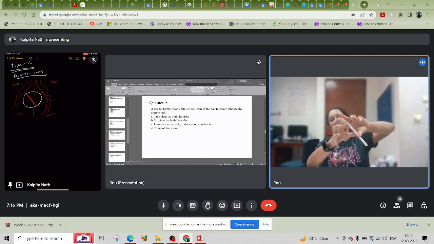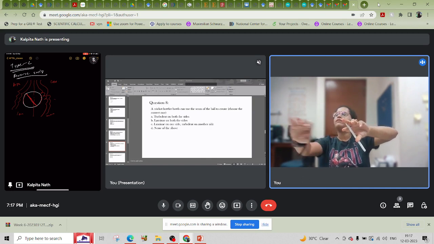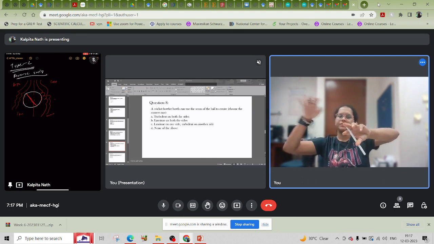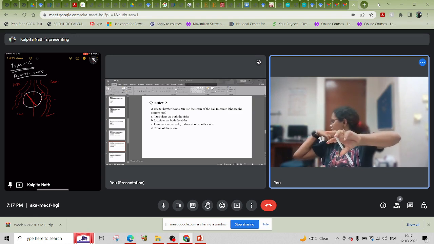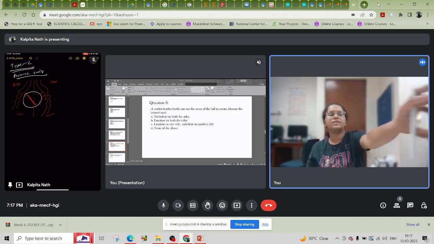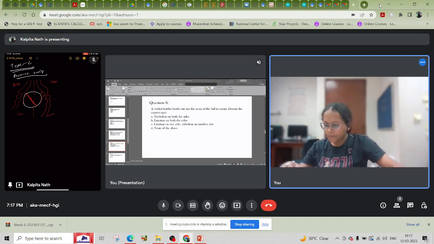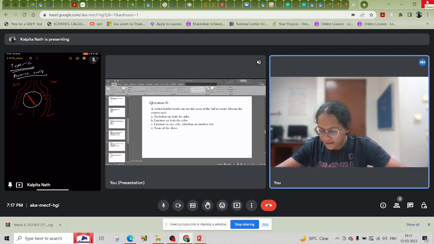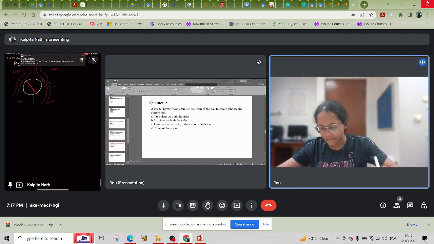Even if the seam is in this direction, the ball should have gone towards the direction of the seam, that is this side. But as this side is high pressure and this side is low pressure, the ball will move in this direction. Thus, even though the seam is in the direction of the left side, the ball will move from high to low pressure, that is, to the right side. So this is called reverse swing.